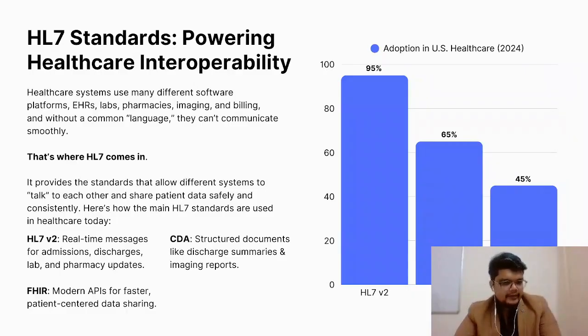So we have some HL7. What are the different versions? There have been 5 versions of HL7. The most popular one is obviously HL7 version 2. I will show you an example of what an HL7 message looks like. Obviously I cannot show you the whole script, but I'll show you an example in the upcoming slides of how an HL7 message looks and how it communicates between different systems. Then FHIR, obviously, provides modern APIs for faster, patient-centered data sharing. Then we have CDA and CRUD, which allow a structured component of data to be moved between different systems.